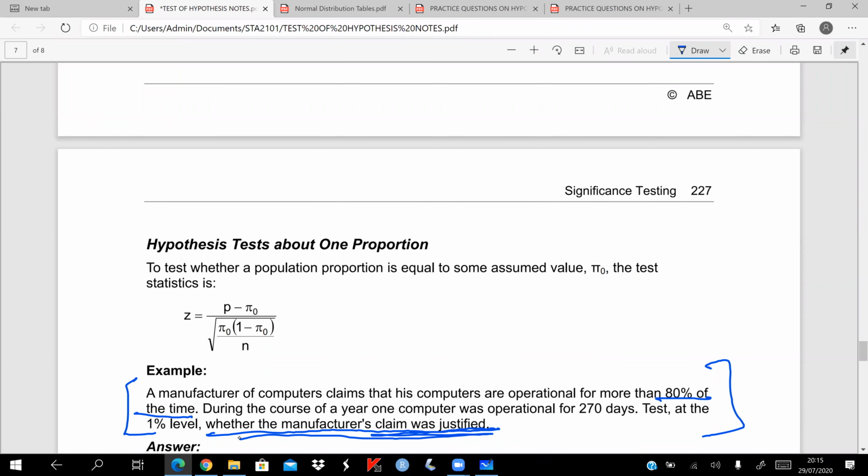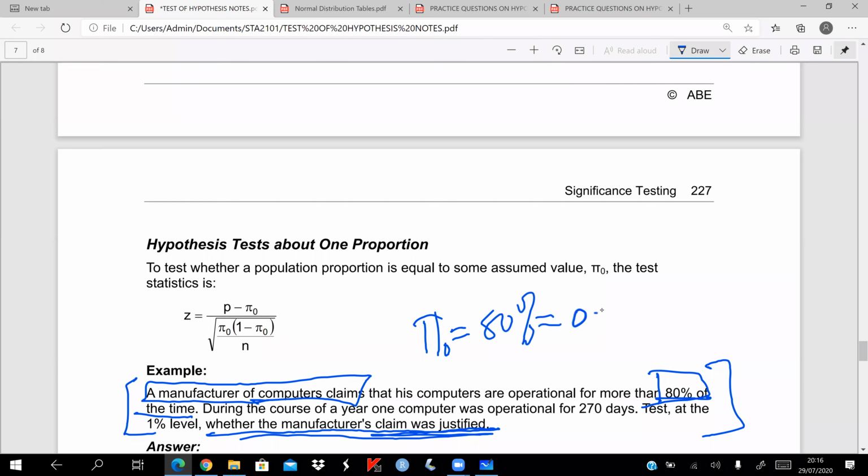But let's see, what are we given in this question? We have 80% here. What is that? It is the hypothetical P naught. It is pi naught. It is the population proportion. So that's our pi naught, 80%. We prefer to have it as a decimal like that. The claim about all his computers is that.